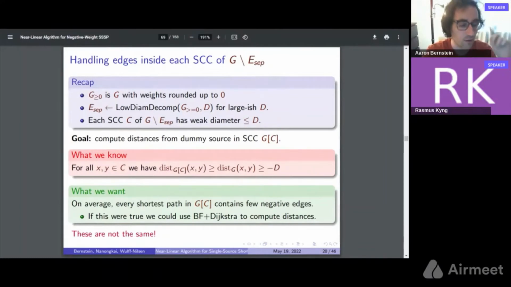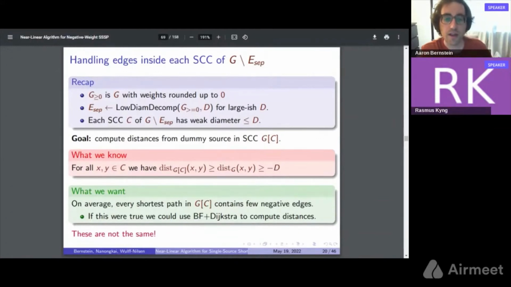For example, you can imagine that the whole component is just a cycle with edge weights 1, negative 1, 1, negative 1, 1, negative 1, and so on. So all the distances are bigger than negative 1, so they can't get very negative. So the red box is true, but unfortunately, the green box is not, in that you have a bunch of negative weight edges on the cycle. So there's some intuition that maybe low diameter decomposition is useful, but we're not there yet. And so we're going to show a very simple trick that actually gets us the green box that we want.